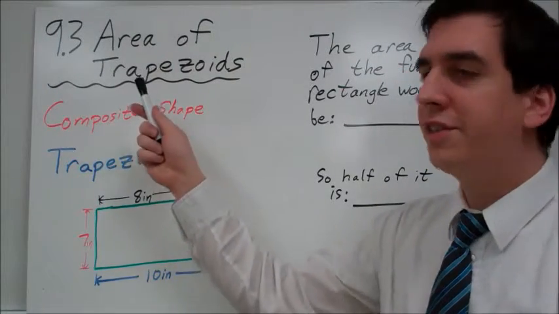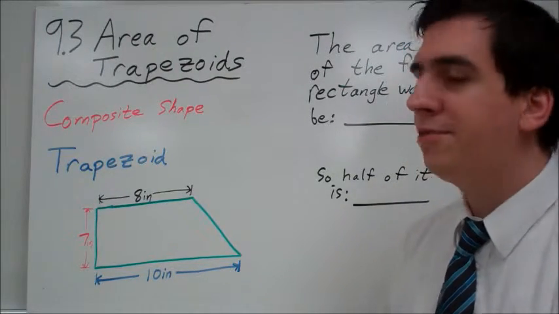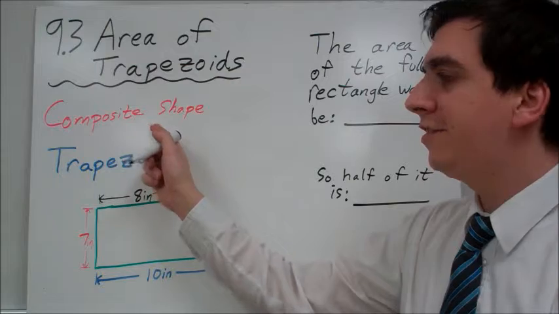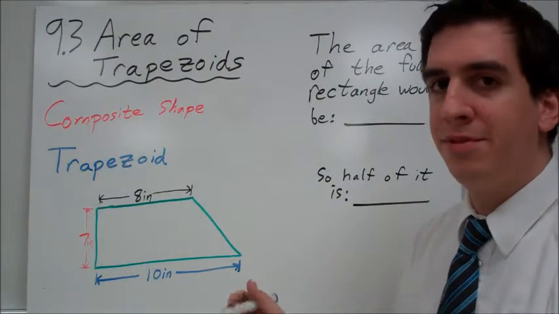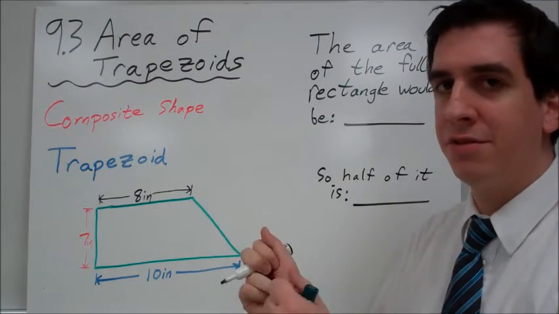Hi math friends, we're looking at section 9.3 today, the area of trapezoids. Our first definition is composite shape. Composite shape is when you take two or more shapes and you put those together.